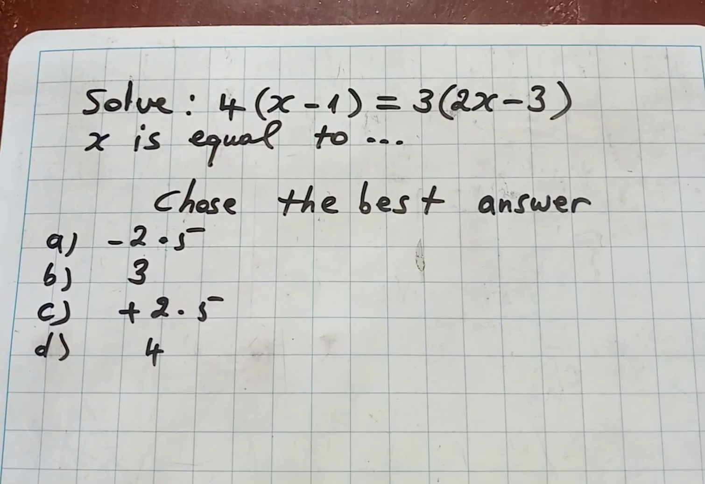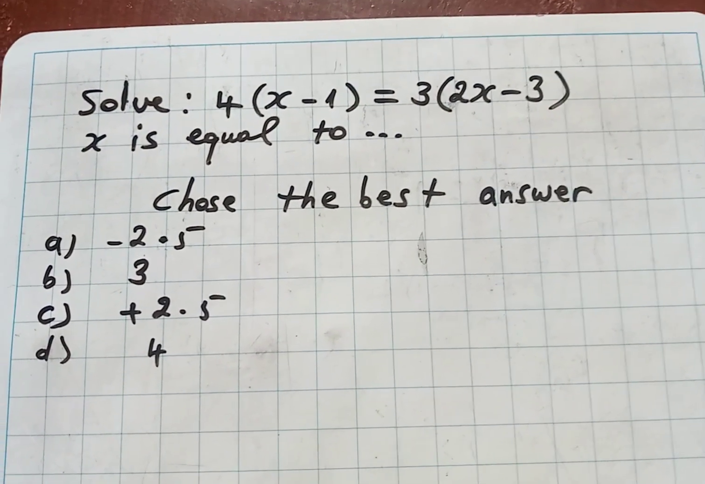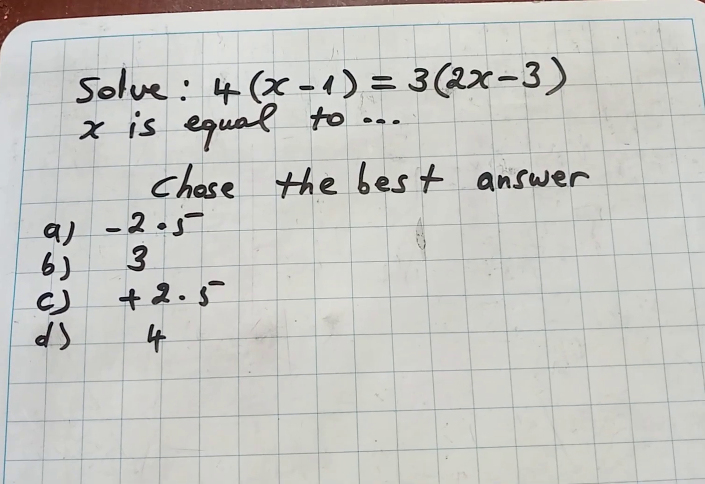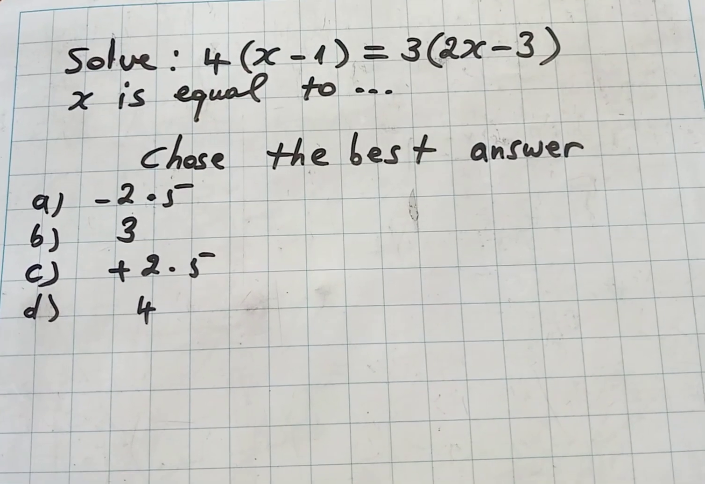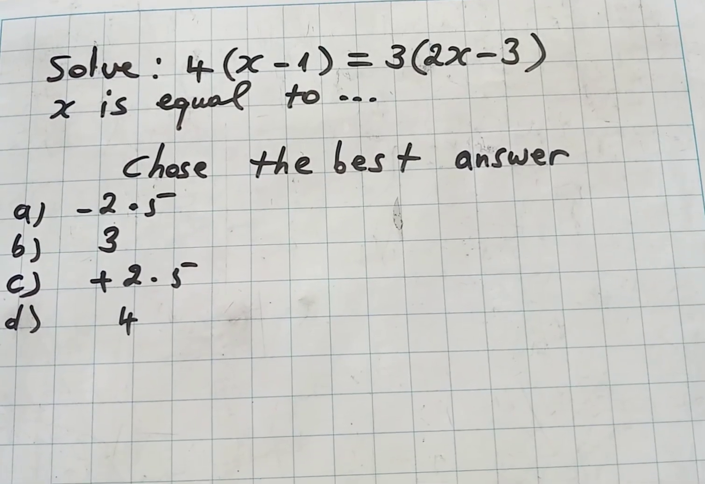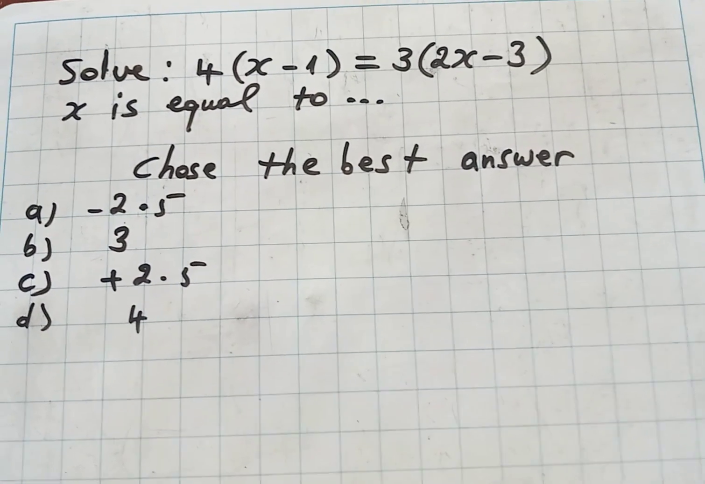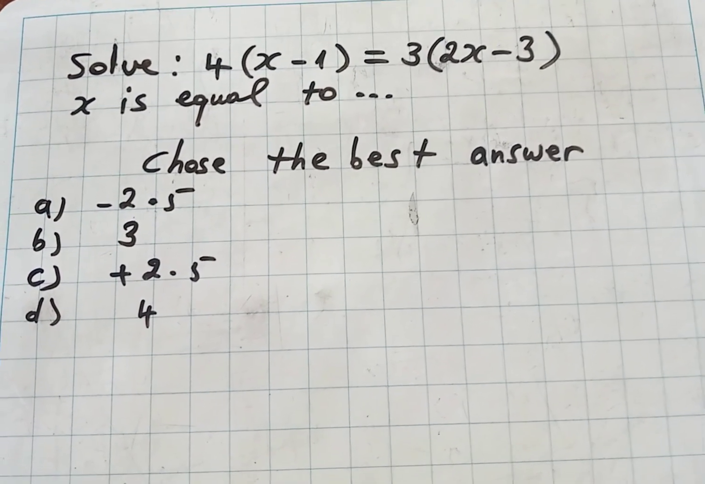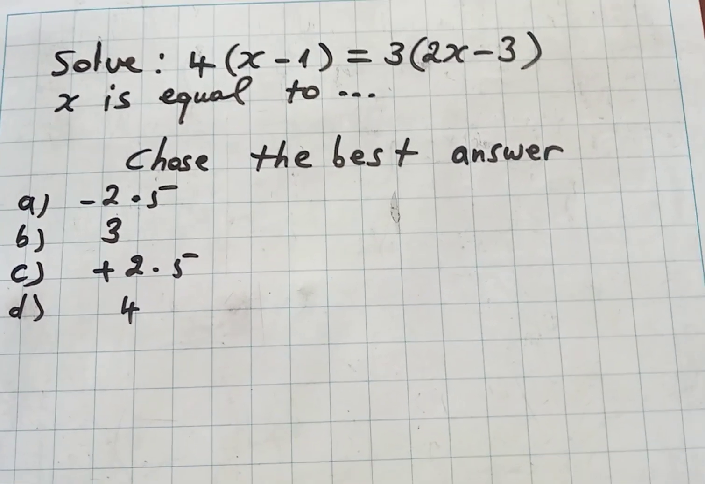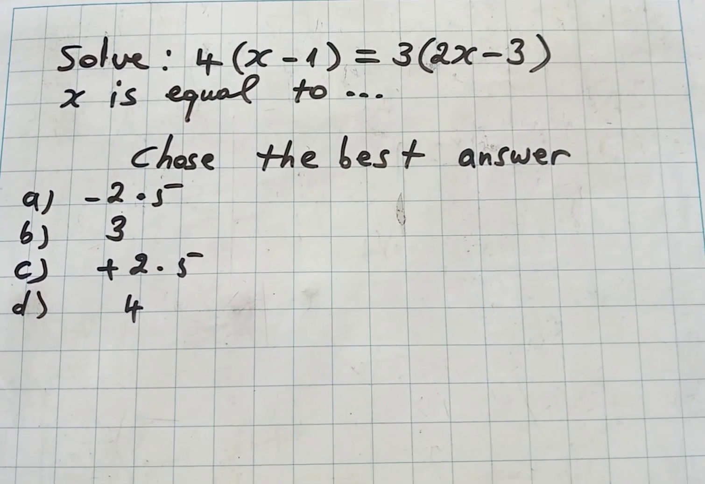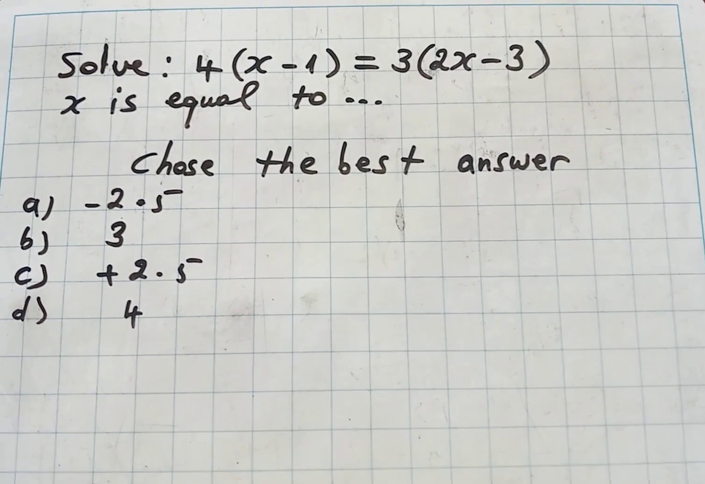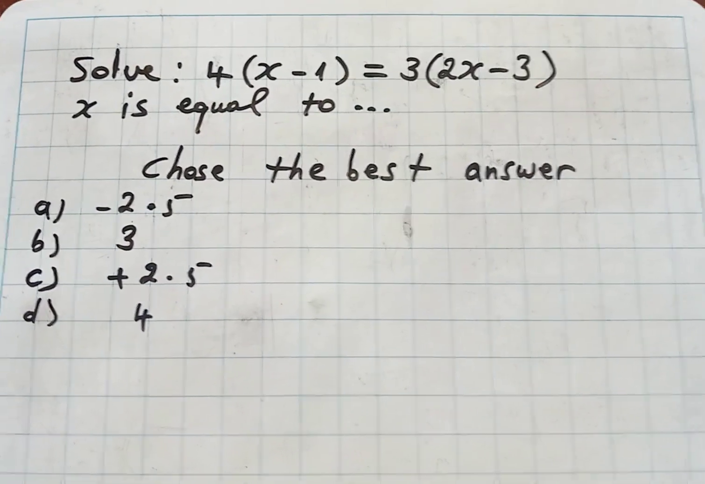Hi. Here I have an equation that we need to solve. The equation is 4(x - 1) = 3(2x - 3). We need to solve for x.